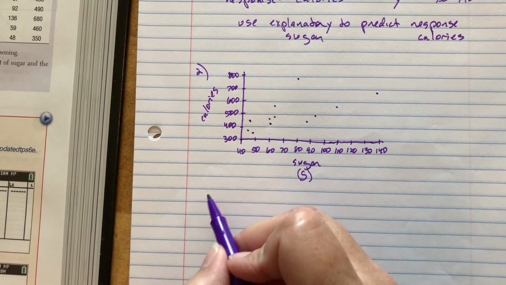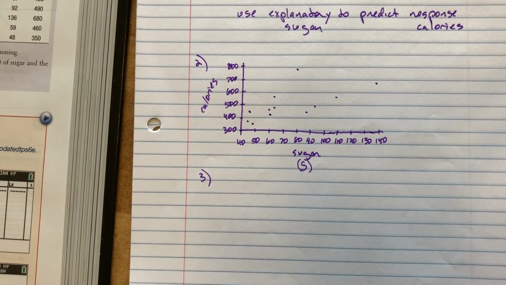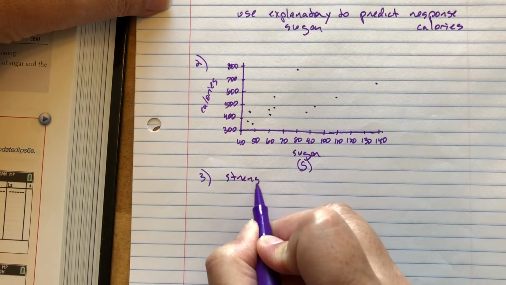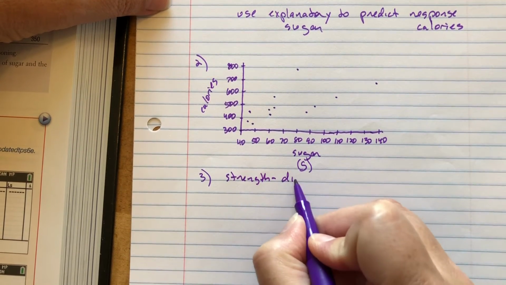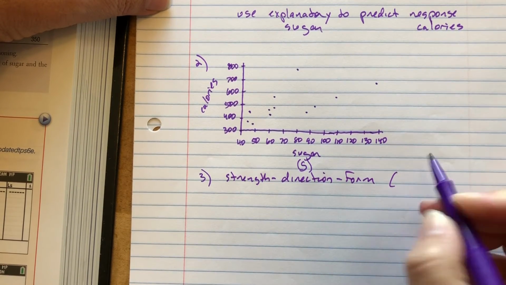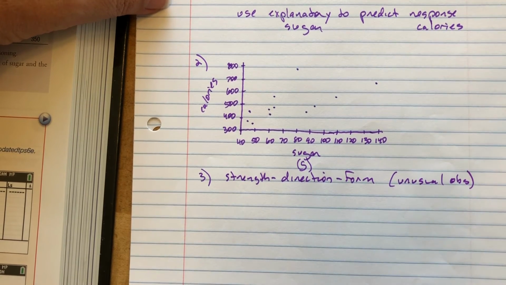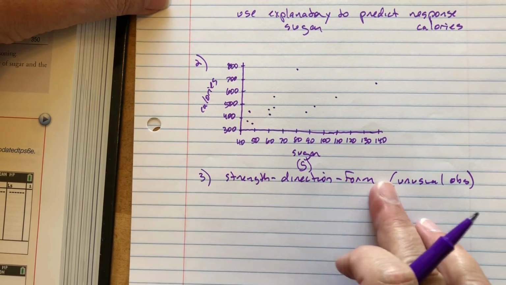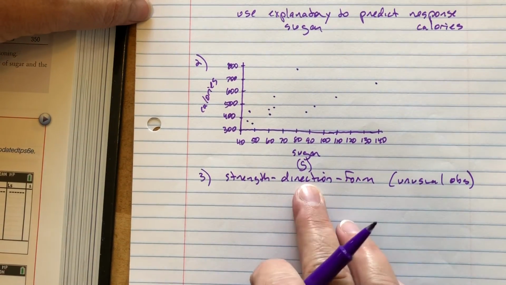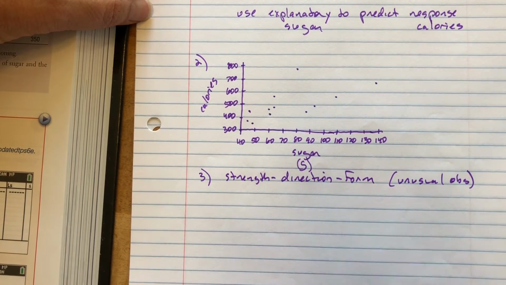Let's describe. When we describe a scatter plot, we're just talking about three main things: strength, direction, and form. And then I always say anything unusual, any unusual observations. Let's work backwards. We're always looking for a linear form, so we're going to describe the linear form. The direction is definitely positive. It's going up.